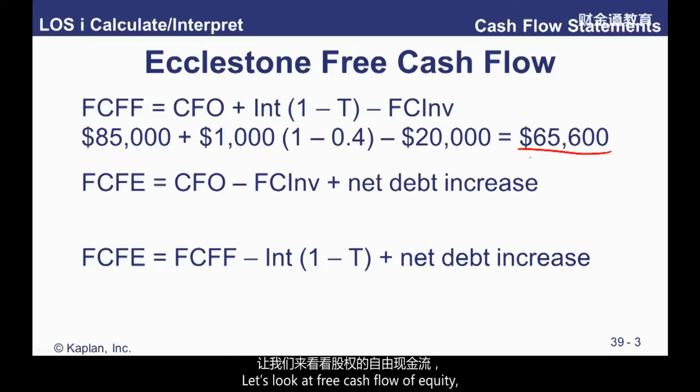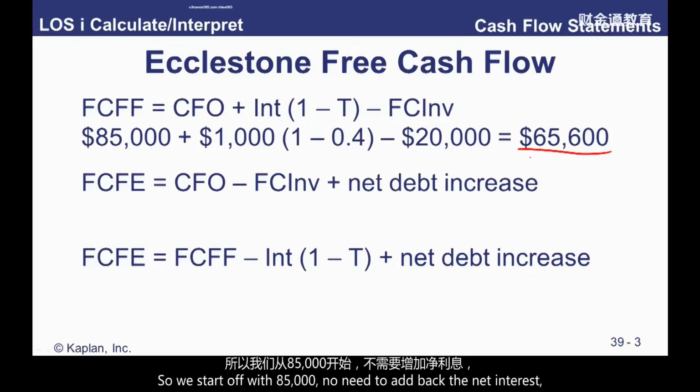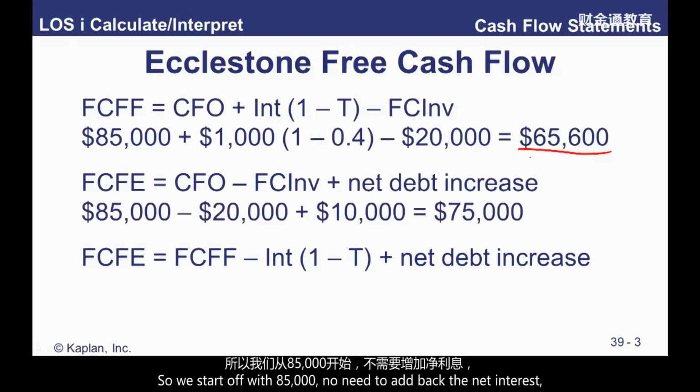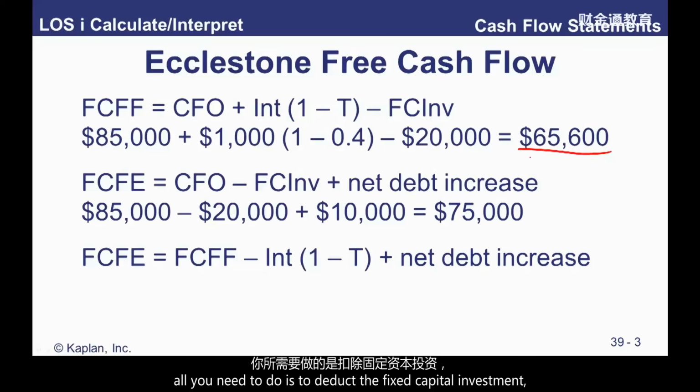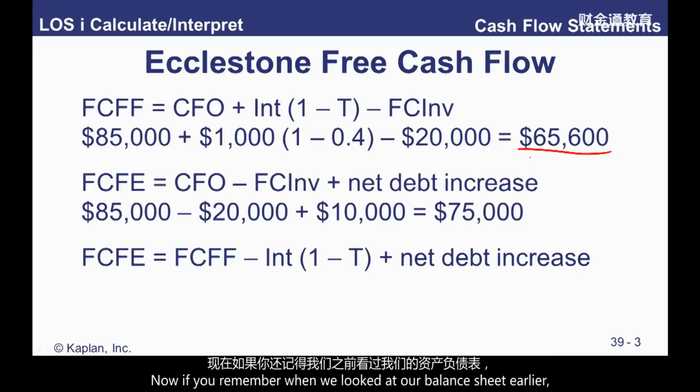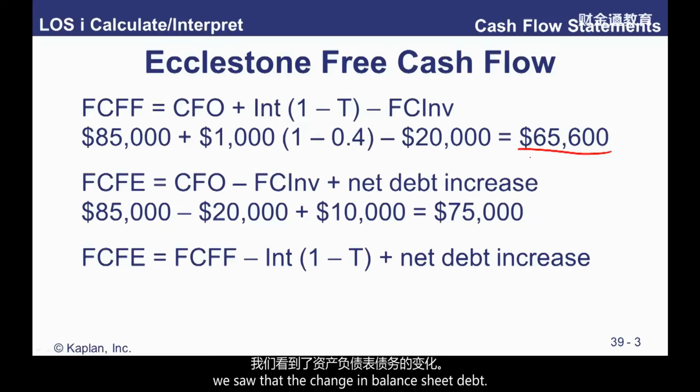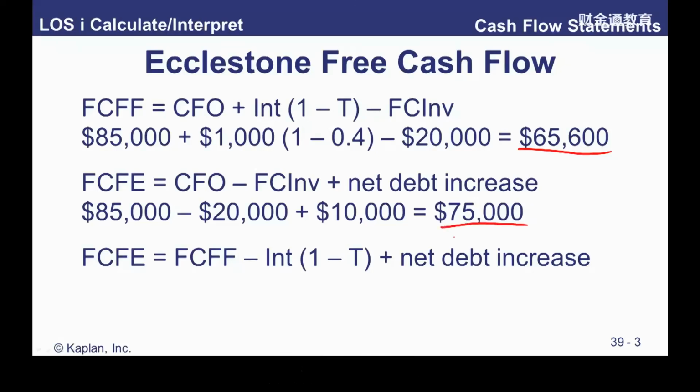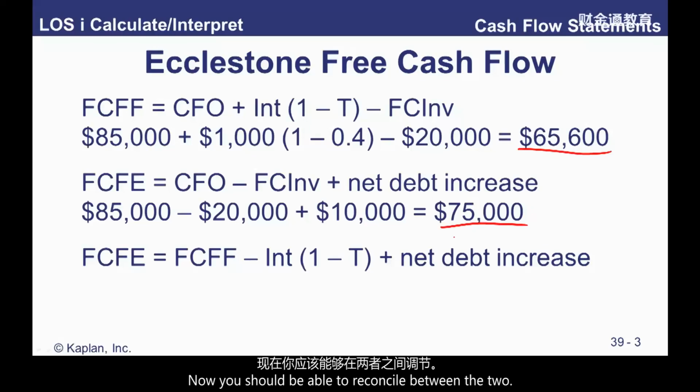Let's look at free cash flow to equity. This is after the payments and receipts to the debt holders. So we start off with the $85,000. No need to add back the net interest. All we're going to do is deduct the fixed capital investment and add on the net debt increase. Now, if you remember when we looked at our balance sheet earlier, we saw the change in balance sheet debt. I think we only had bonds and it was an increase of 10,000. So notice that gives us 75,000.